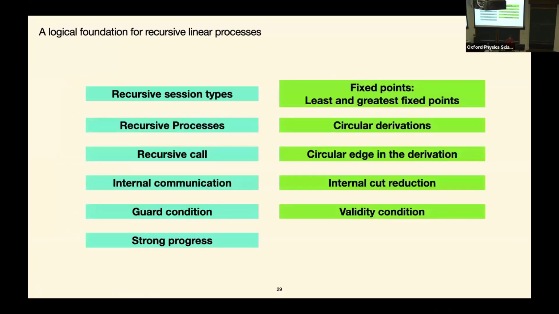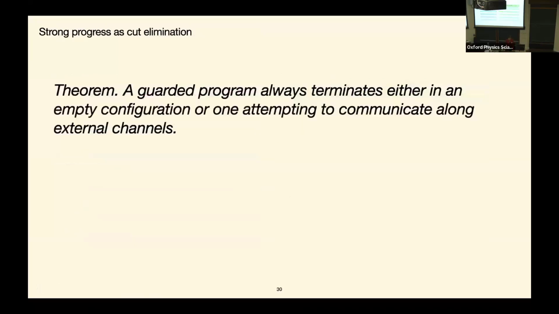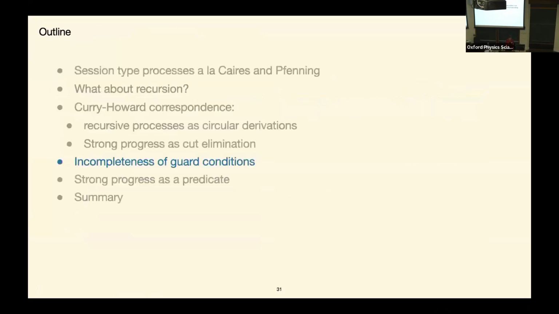With that, we can prove that strong progress actually corresponds to path elimination, which allows us to prove our main theorem: if a program is guarded, it has the strong progress property. It always terminates either in an empty configuration or one attempting to communicate along an external channel. So I want to conclude, but before that, I want to bring up two important points.